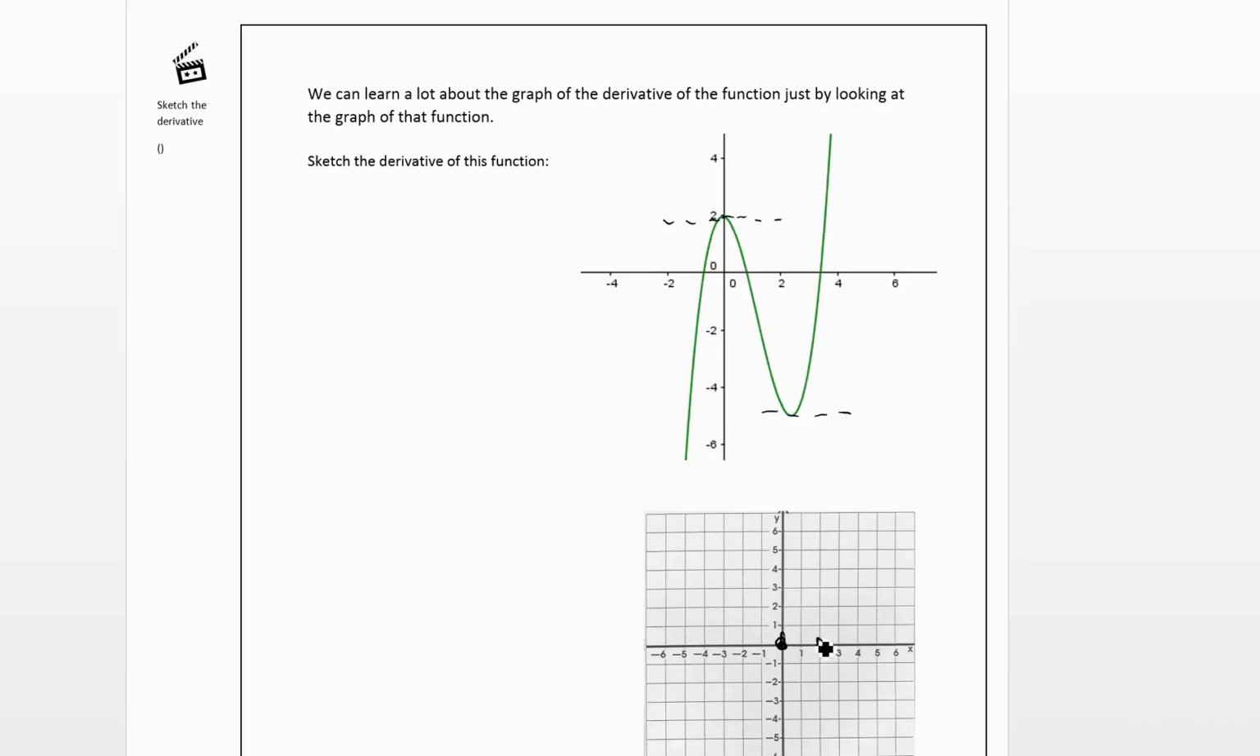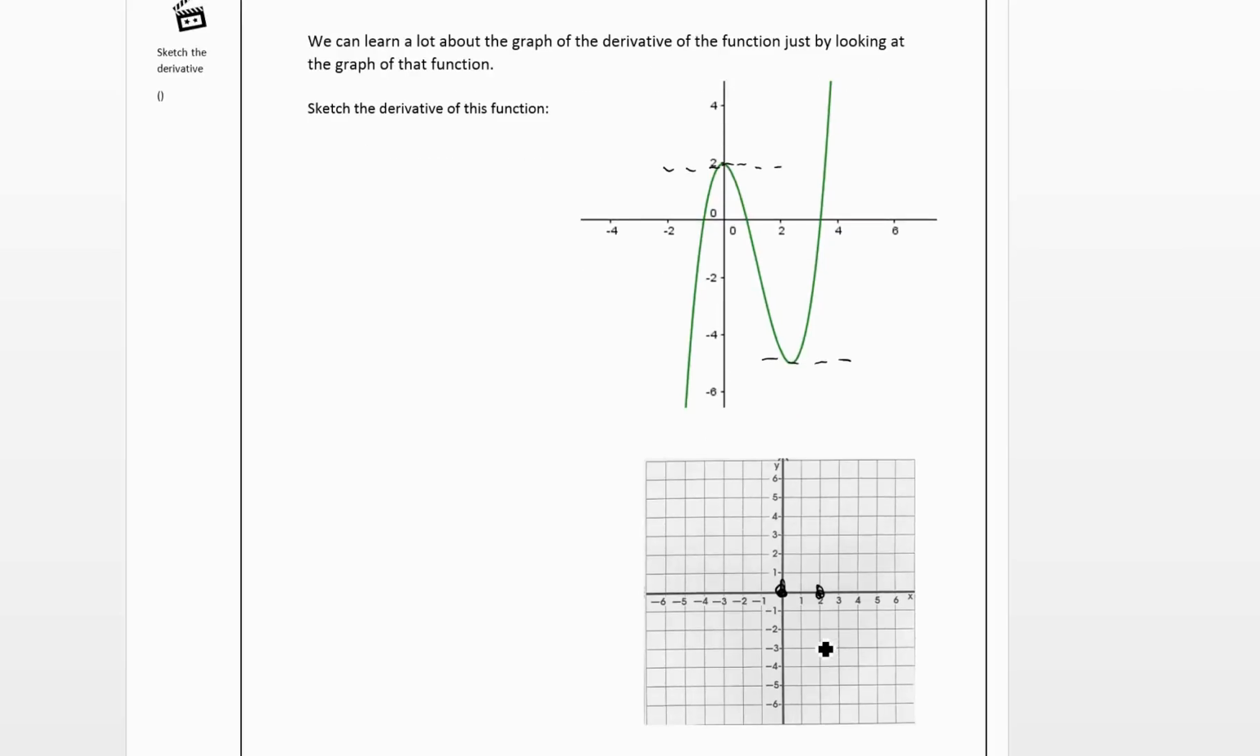Now, we can also see that if we pick a point over here, so say something like -1, and we draw a tangent, that's going to be an increasing tangent. It's going to be positive. Okay, it's going to have a positive slope. So we know before we go to the 0, our derivative is above the x-axis. It's positive.